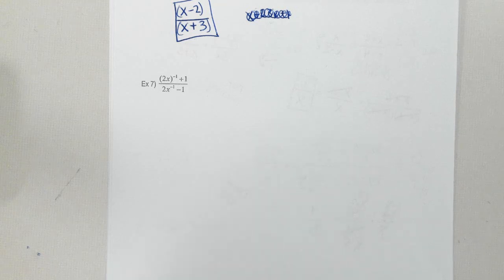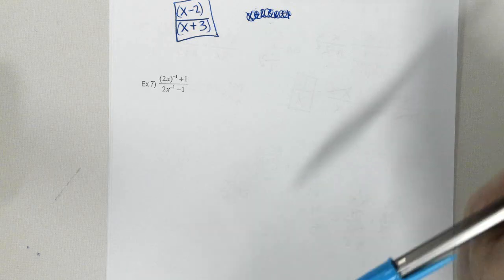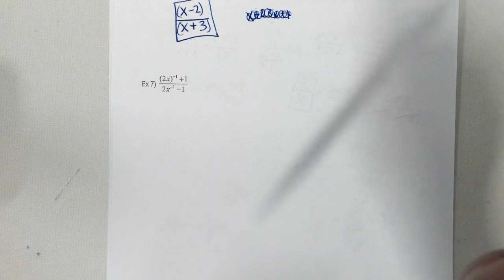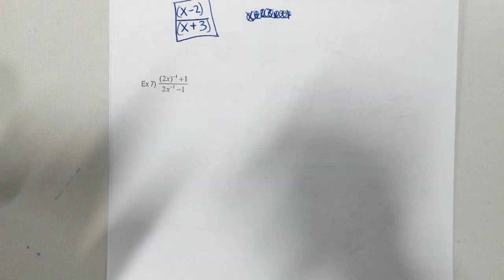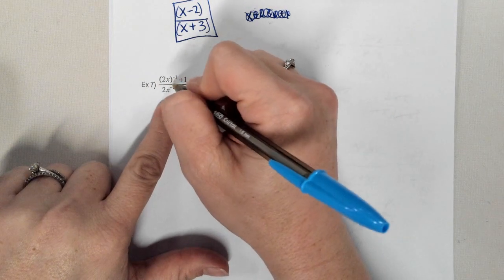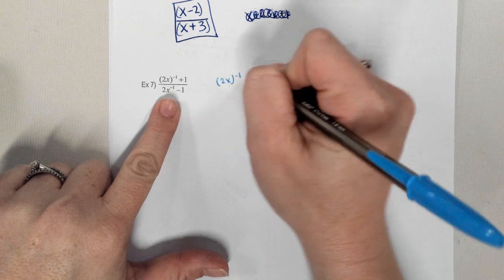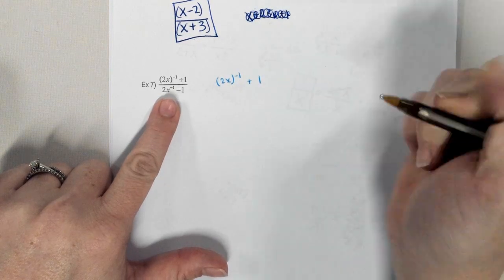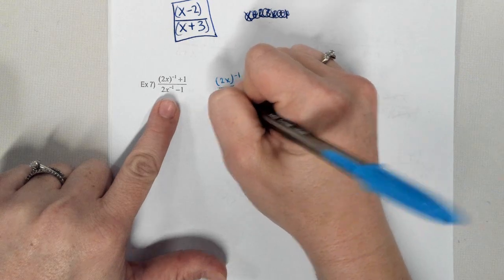Okay, who remembers what a negative exponent means? We have to get rid of the negative, but who remembers how to get rid of the negative? Anybody? Yeah, kind of. So not necessarily flip it. Remember, it means that it's on the wrong side of the fraction. So watch. I'm going to rewrite the top because I don't have room to make it a fraction right there. So I have 2x negative 1 plus 1. When you have a negative exponent and it's not already a fraction, you have to make it a fraction.